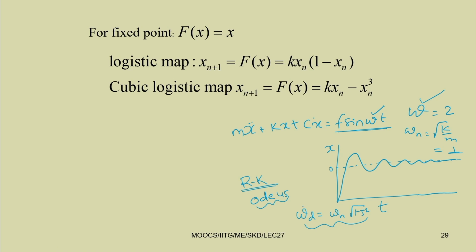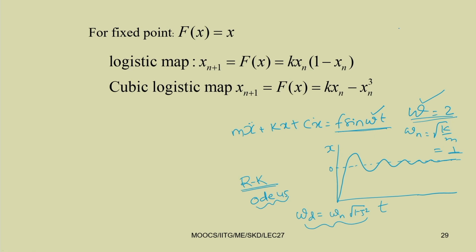It will have a transient part with omega d, and then a particular integral, or the steady state response, with a frequency of 2 radian per second. So you will have a periodic response with 2 radian per second as the steady state response, but the general solution will contain two frequencies: one is omega d and the other one is omega.